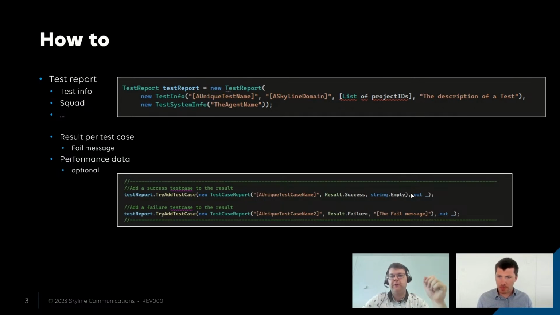So once you have your test report, then you are building up your test. And for each test case you have, so for each part that you want to validate, you can add a result for it, so a success or a failure. Also the name of that test case.